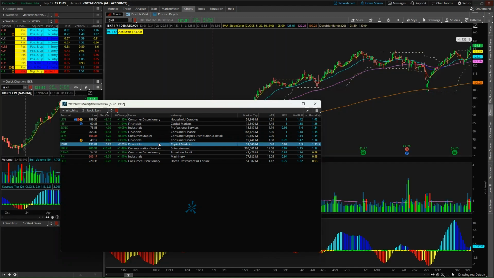IBKR, Interactive Brokers, new 52-week high. You can see we had a pretty strong selling day yesterday, high upper wick. We've had several high upper wick days. I'd pass on this for now.